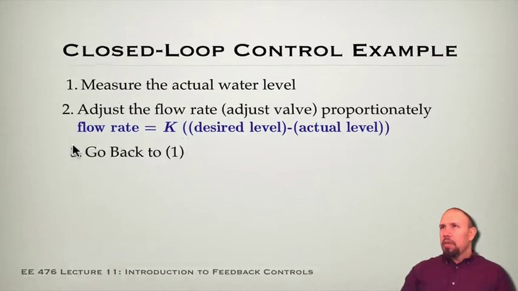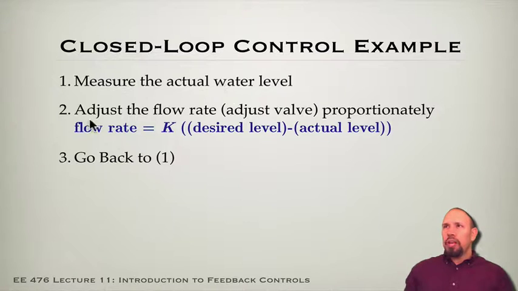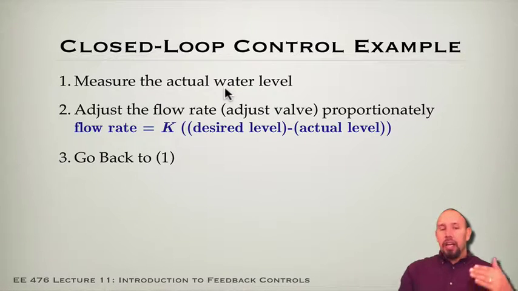Now, closed loop basically requires measuring the actual water level and adjusting the flow rate proportionally. So the flow rate is some constant times the desired level minus the actual level. When the actual level reaches the desired level, the flow rate goes to 0. And we're just continually doing this. This requires continual monitoring of the water level, and that requires a sensor. You actually have to measure the water level. Often the sensor is one of the most complicated parts of the entire system. That's why closed loop control is more complicated than open loop control.